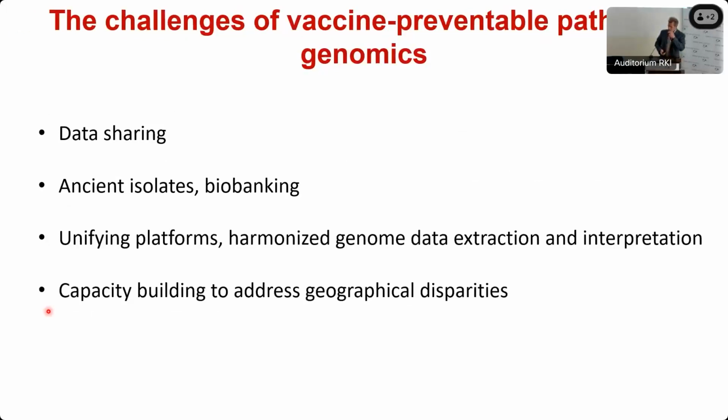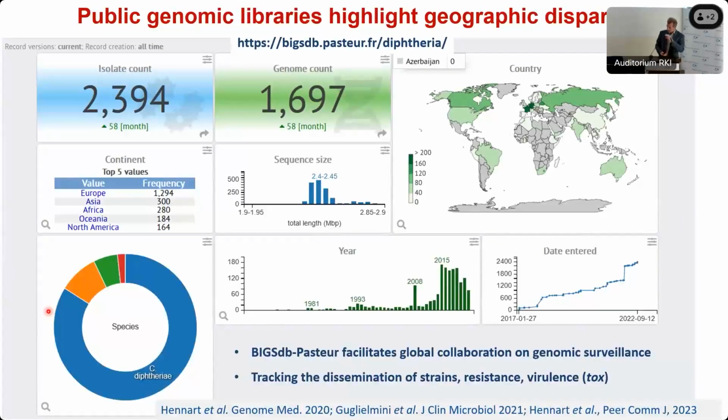There are many challenges like data sharing, and we have seen great examples of data sharing platforms in the previous talk. To many extents, the challenges are the same for bacterial genomics. And for diphtheria particularly, but also for pertussis, capacity building, enhancing the microbiology capacity but also the genomic capacity at the global level, is very important, because it's lagging behind the capacity we have for many other pathogens, including bacterial pathogens.